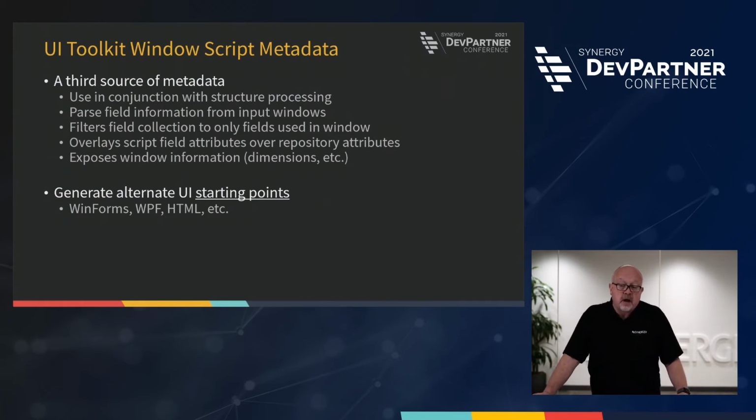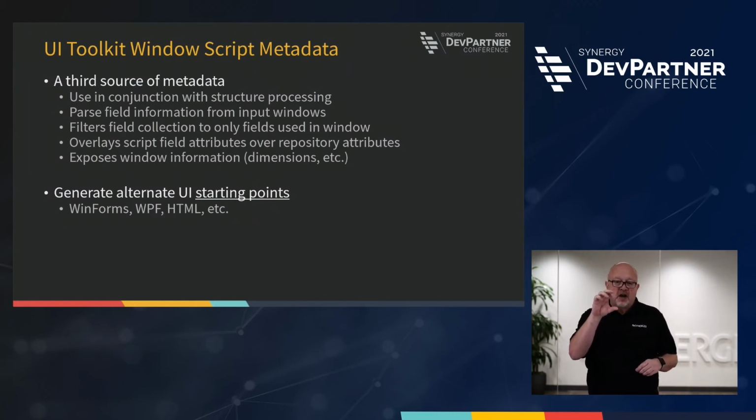But also bear in mind, you could use it to generate data classes based on not all the fields in the structure, but all the fields that are used in this particular piece of UI. And that might be similar in a new application going forward. All the metadata from a toolkit script file does is identify what structure is being used in this window and what subset of fields is used in the window.